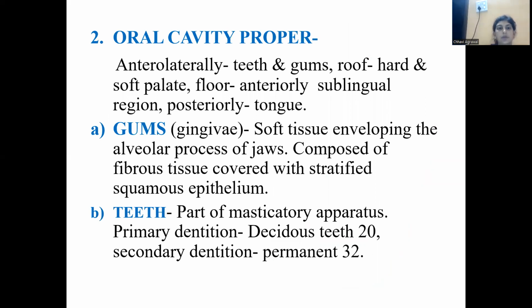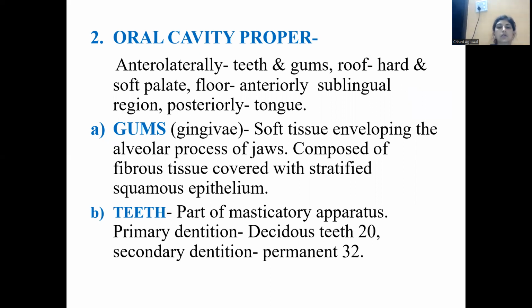Gums: it comprises gums and teeth. The gums, also called the gingiva, are the soft tissue enveloping the alveolar process of the jaw, which is composed of fibrous tissue covered with stratified squamous epithelium.